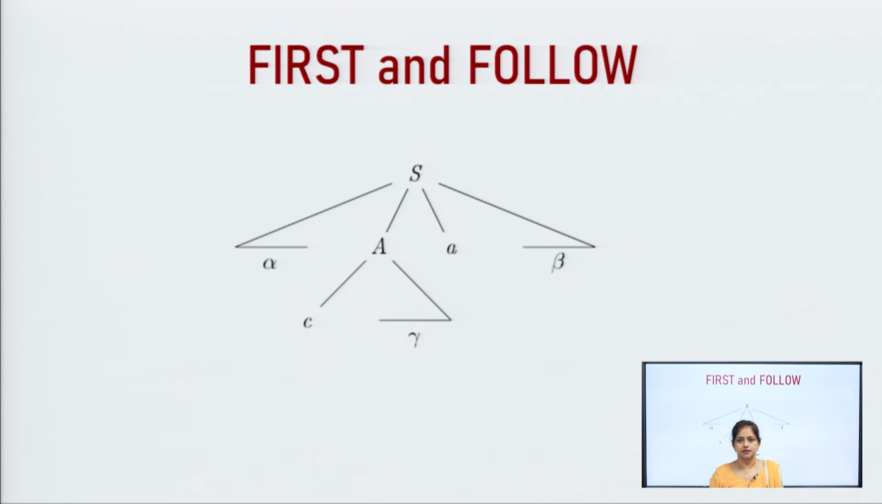Now a pictorially drawn diagram will help us to understand first and follow. This is S, and this is some sentential form alpha A beta. Now first of A is c and follow of A is small a. So in this sentential form the terminal that appears just after the non-terminal is follow of capital A, and first of capital A is c, meaning if you derive the string, then that is the first symbol of the string.